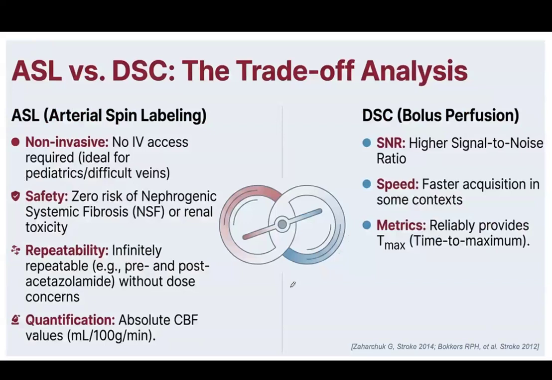So what is the difference between ASL and DSC? ASL is a non-invasive technique. You don't need any IV access, and it is ideal for pediatric patients and patients who have difficult veins. It has no risk of nephrogenic systemic fibrosis or contrast-induced side effects, and repeatability is high. You can repeat it multiple times without any dosing concerns, and it provides absolute quantification of cerebral blood flow values. But DSC also has its own merits: it has a high signal to noise ratio, it is very fast, and it gives reliable Tmax values.